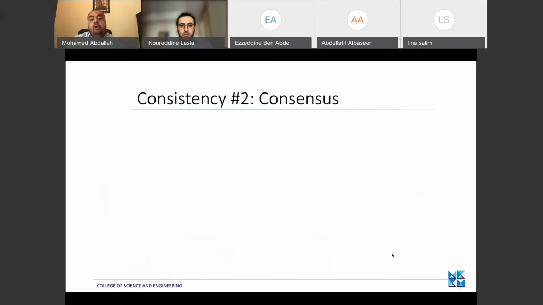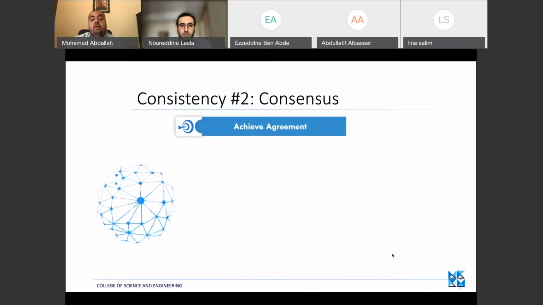The other important part of the distributed ledger is consensus, which is how to achieve agreement. You receive a number of transactions and you want all the users to agree on the set of transactions that should be added to every part of the distributed ledger, the copy they have.